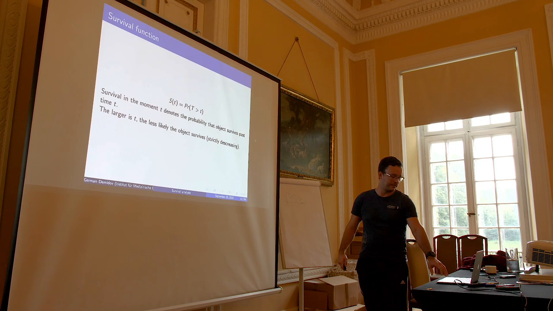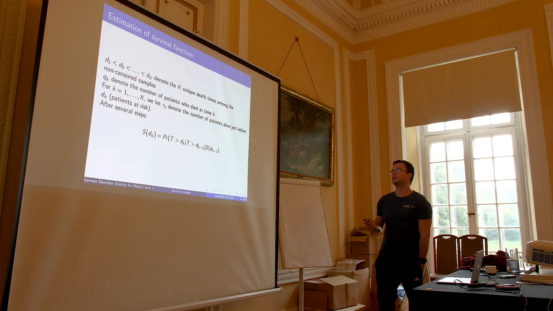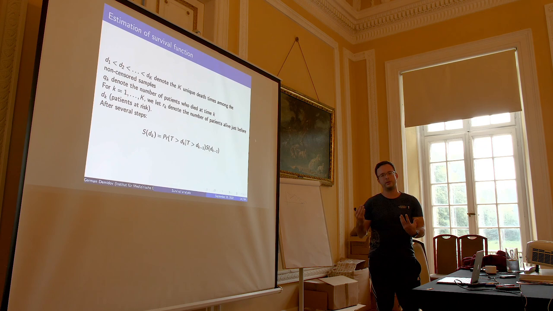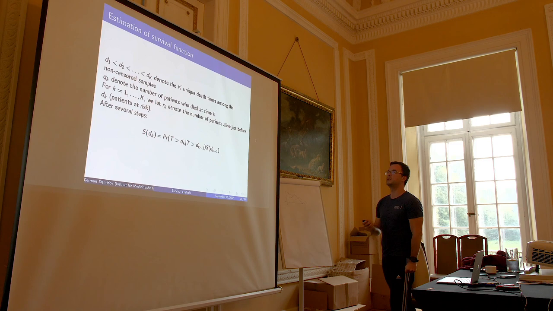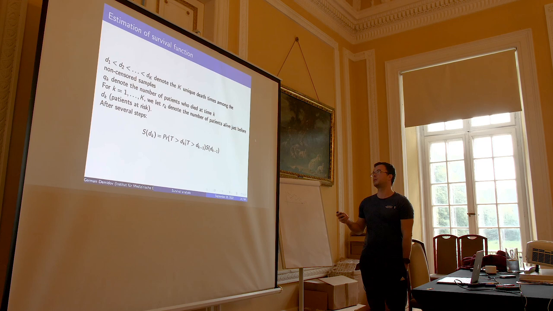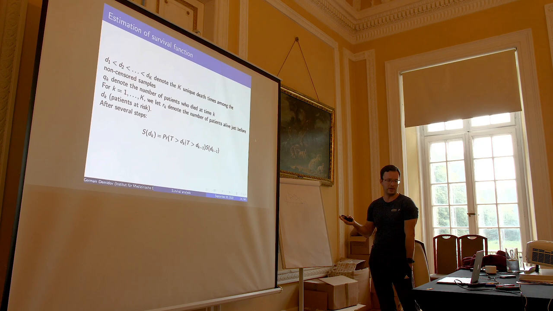We will use this notation. You will need this notation Q, D, and R for the practical part, because you will have to manually build some plot here. So please remember what it is. These are the times of events, D1, D2, till DK. These are times of death. In our framework, we will call it death, but it can be any event.